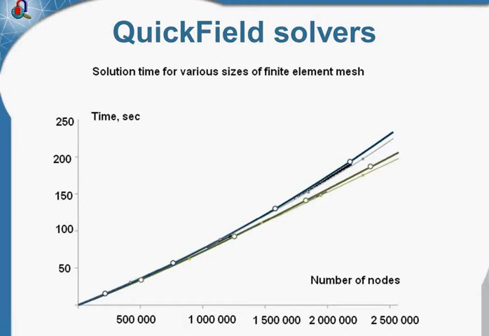As you see on this slide, QuickField solvers feature quasi-linear dependency between the number of mesh nodes and solution time. In conventional finite element packages, this dependence is of second order. Practically, it means that in the majority of practical cases, QuickField gives results within minutes, not hours or days, which were the traditional cost of finite element simulations before.